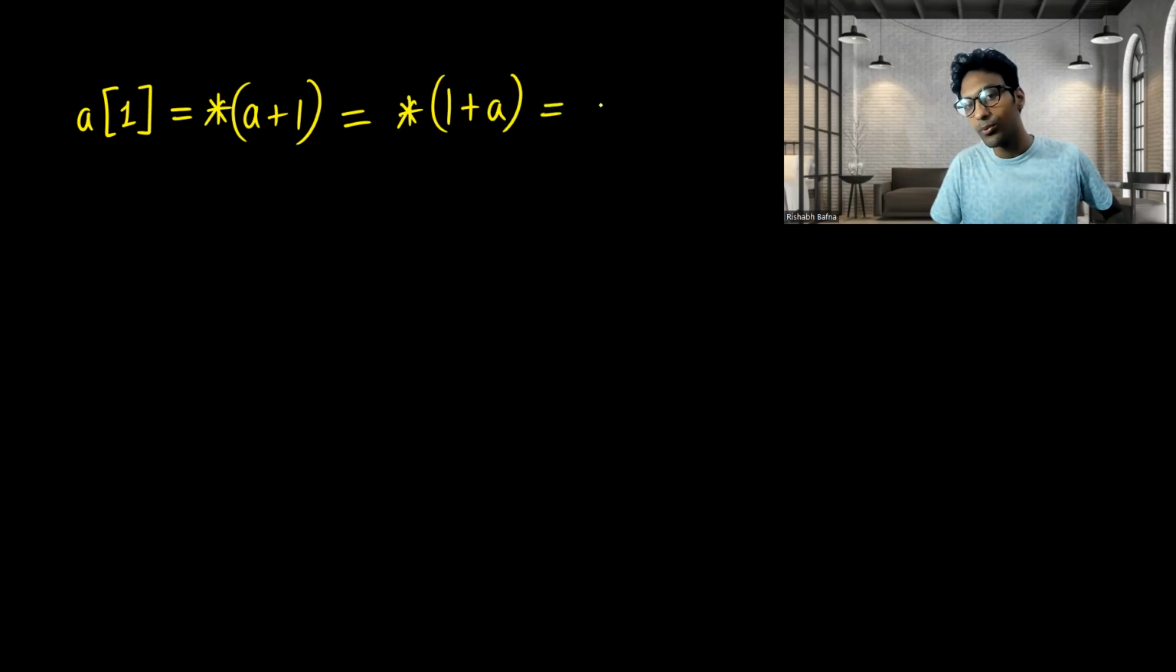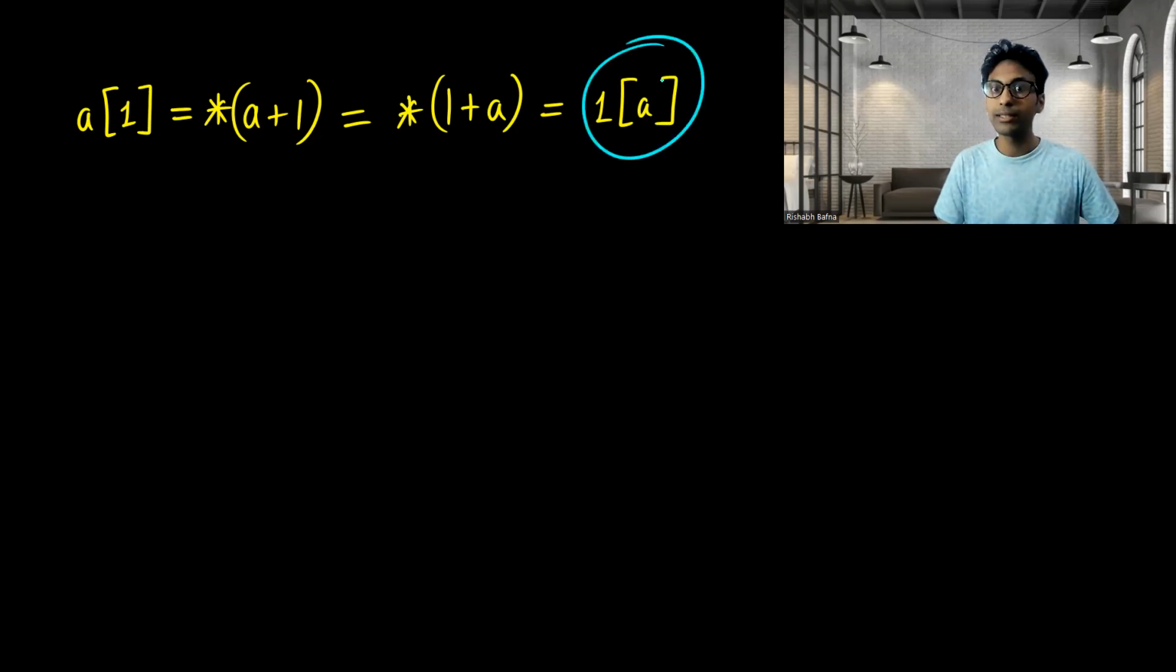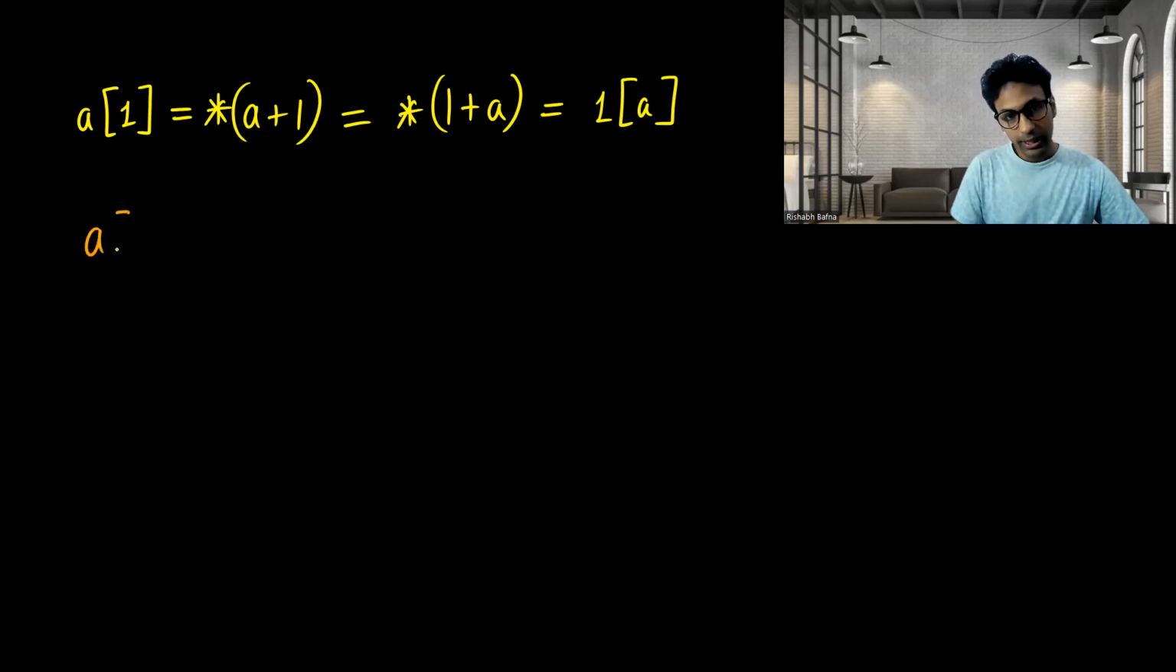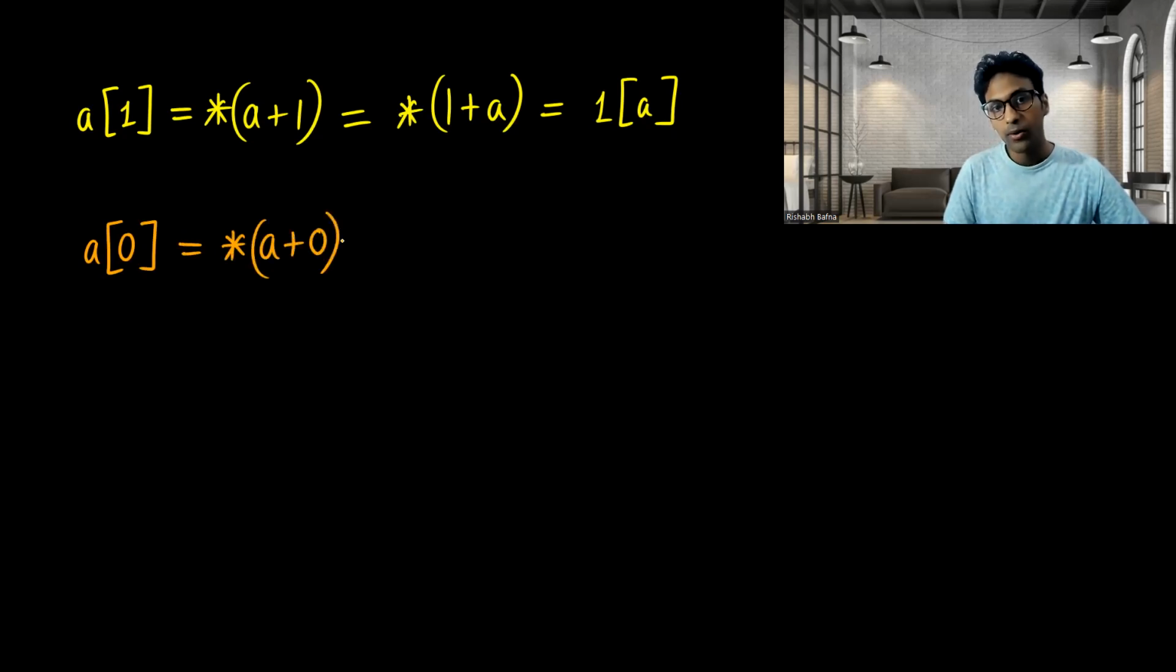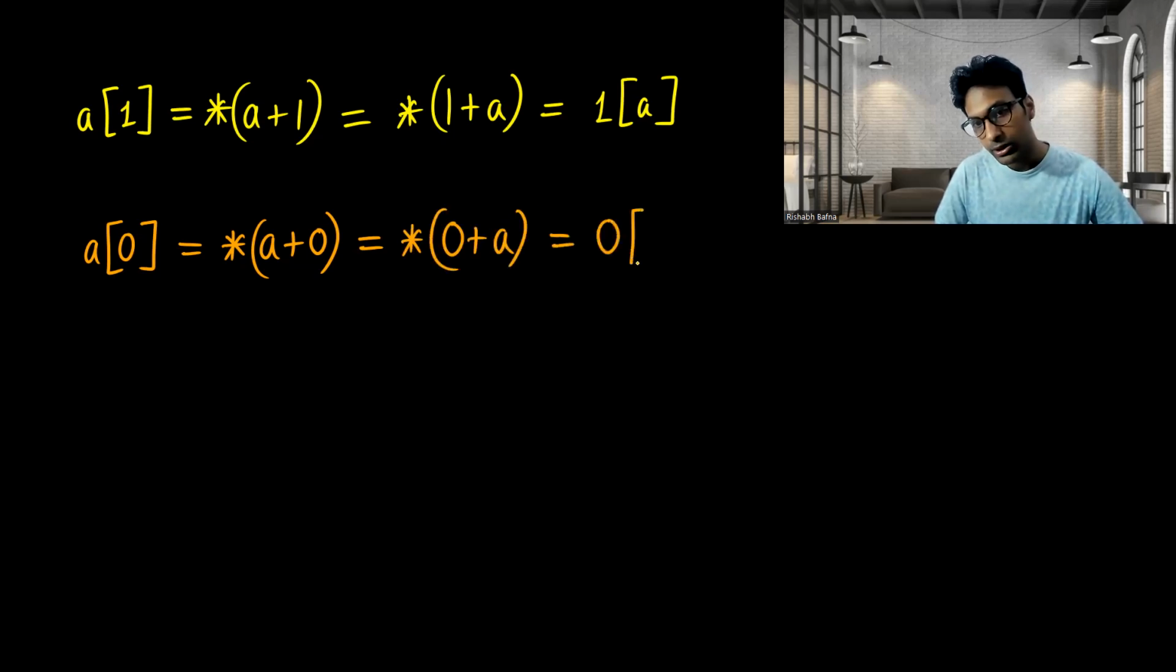So you can mention it as 1 of a. Isn't it very interesting? Have you ever seen this notation? Even 1 of a is correct. Try it out. So maybe you can see this one, a of 0, equal to what? Star a plus 0. What is it equal to? a plus 0, or 0 plus a. You can do it, isn't it? Star 0 plus a. What is it? You can also write it as 0 of a.